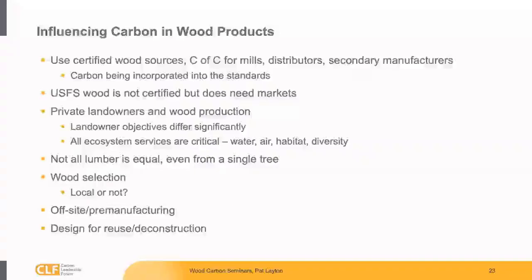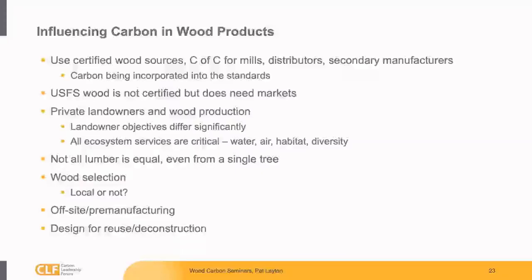Private landowners are important aspects of wood production. Landowners' objectives differ significantly, and they all produce ecosystem services which are critical to our world: water, air, habitat, and diversity, and almost every landowner will have different objectives. Not all lumber is equal, even from a single tree, and that's why we grade our wood and score it and mark it so that we can all be certain that the piece of wood we use on our building site is going to meet our needs.